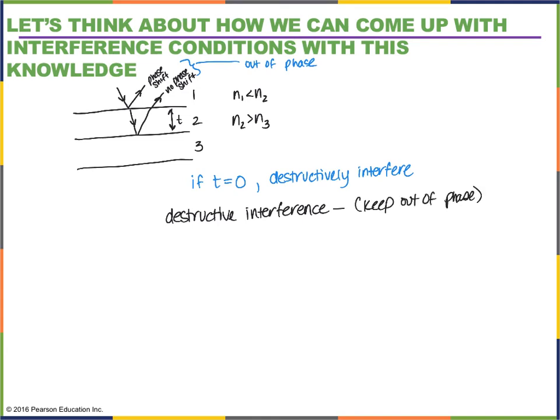So in this case, the difference in the path length has to be an integral multiple of the wavelengths, because I want to keep them out of phase as they are. So I just want to add another wavelength that'll keep them out of phase. And so 2n2t is equal to m lambda, and that's the condition in this case for destructive interference.